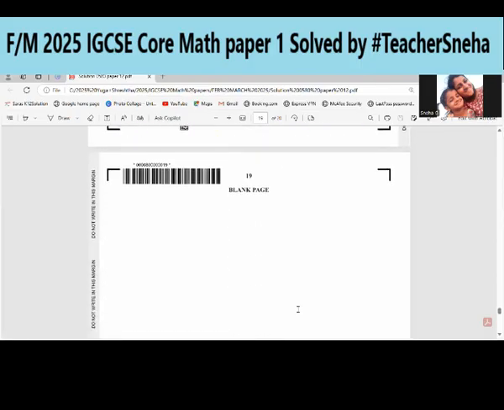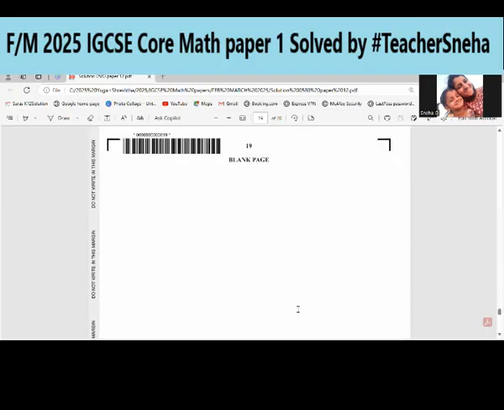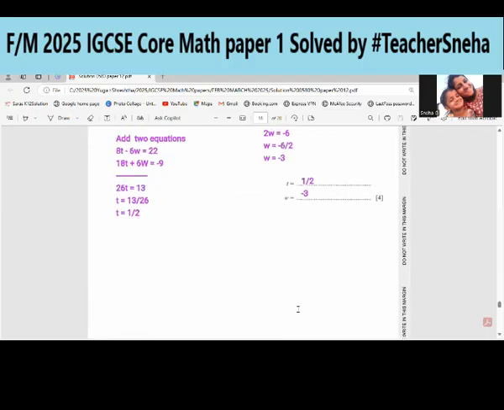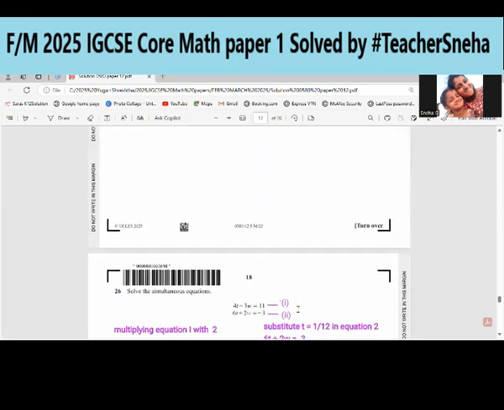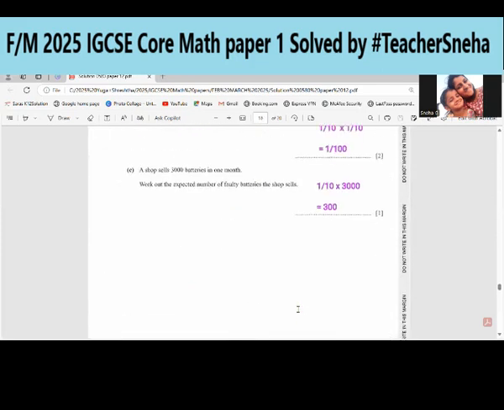This question, this paper ends here. And yes, that's it for this paper. And these were all the solutions to all the questions in this paper.